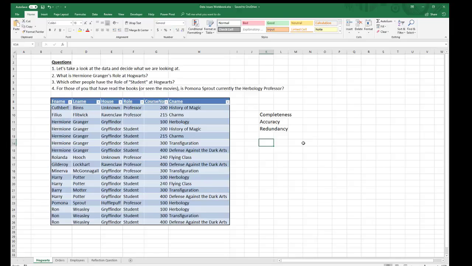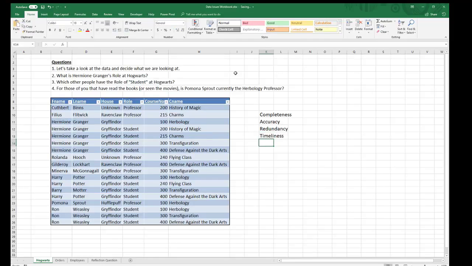So now we move to our last question. We can see that we have Pomona Sprout stored in this table as a professor of herbology. And if you haven't read the books or seen the movie, this is a person that eventually was no longer teaching this course. And so here we have what's referred to as an issue of timeliness. So the data is not up to date.